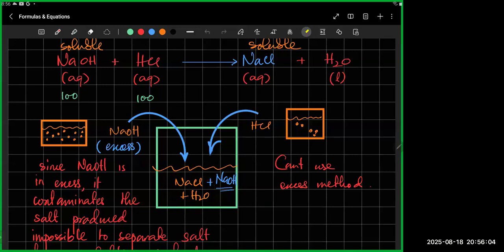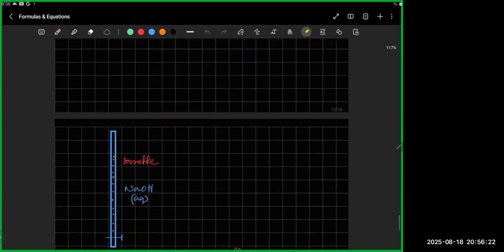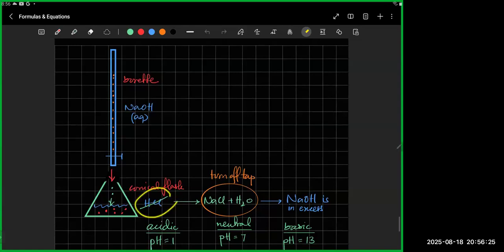So what you need to do when everything is soluble is you can't use the excess method. If you have 5 particles of HCl, you need to add exactly 5 particles of NaOH so that the only thing that's produced is the salt. How would you do that? You do it via titration, right? Which is that you take HCl and you take NaOH. And if there are 7 particles of HCl in the flask, you're going to count particles and add exactly the right amount. There's a tap over here, and you're going to use the tap on the burette. And you're going to add exactly the right amount, right?